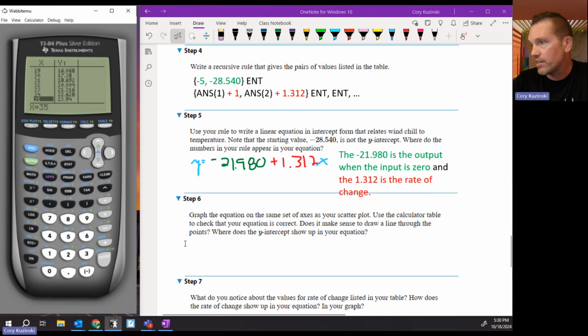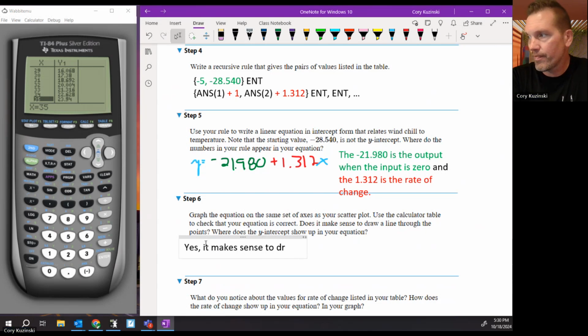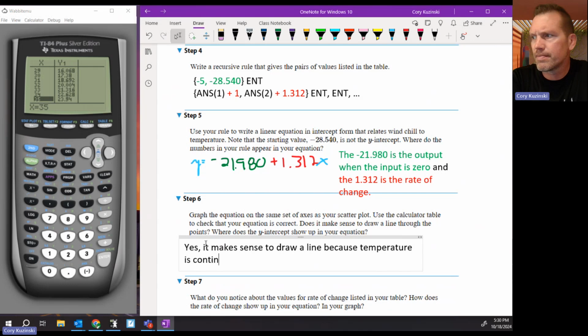Does it make sense to draw a line through it? Yes. It makes sense to draw a line because temperature is continuous. Not like jumping from temperature to temperature. Temperature is continuous.